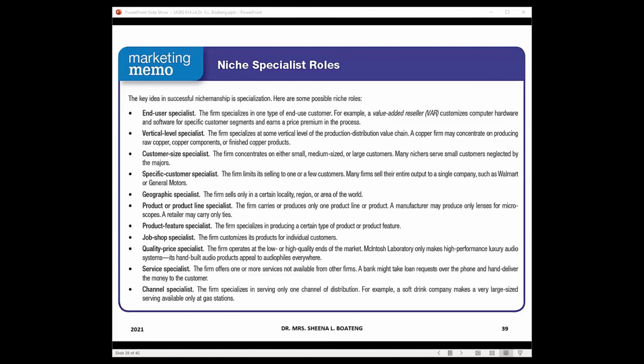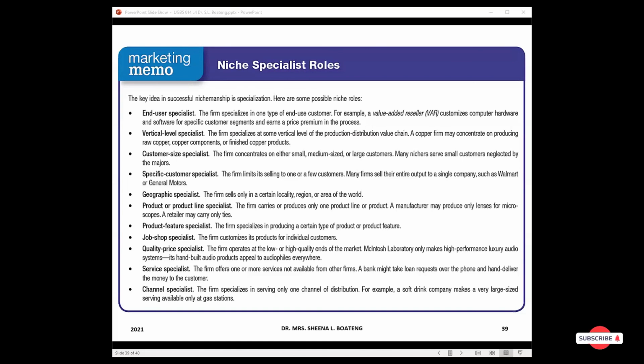Then we have quality price specialists. This is where the niche firm operates at the low or high quality end of the market. A typical example they are giving here is Macintosh Laboratories that only makes high performance luxury audio systems. Their hand-built audio products appeal to audiophiles everywhere. So they design a product that is able to appeal to both ends of the market, low end and high end.